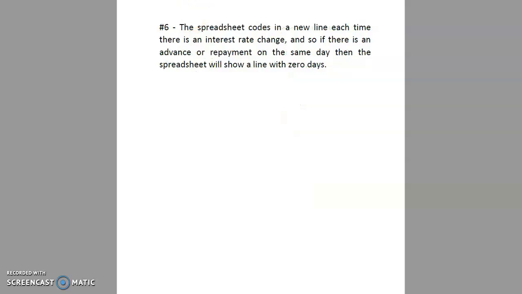that'll give you different daily interest rates, but the same overall annual rate, which is what you want. Next, I'll just point out that the spreadsheet codes in a new line each time there's an interest rate change. And so if there is an advance or a payment on the same day as an interest rate change, then the spreadsheet will show a line with 0 days. That'll become clear when you see the calculation, but don't worry about that. It's just letting you know that rows with 0 days are sometimes expected in the spreadsheet.